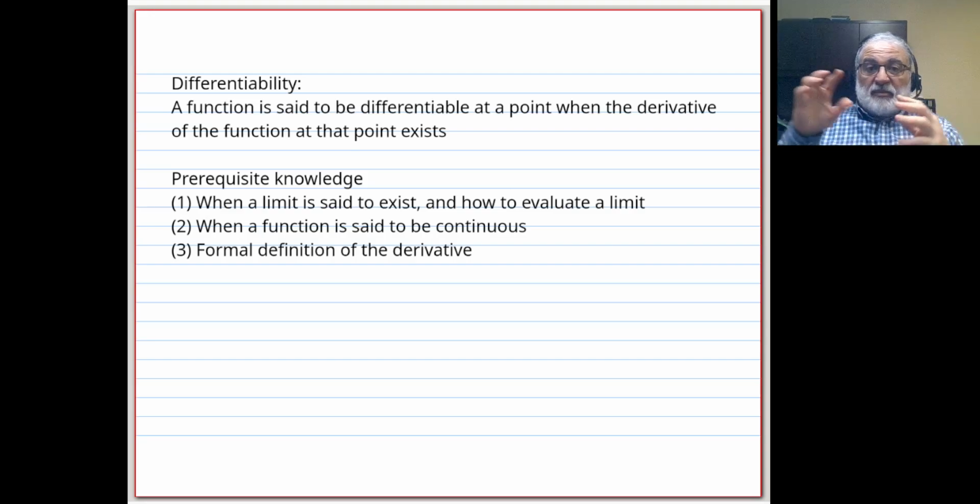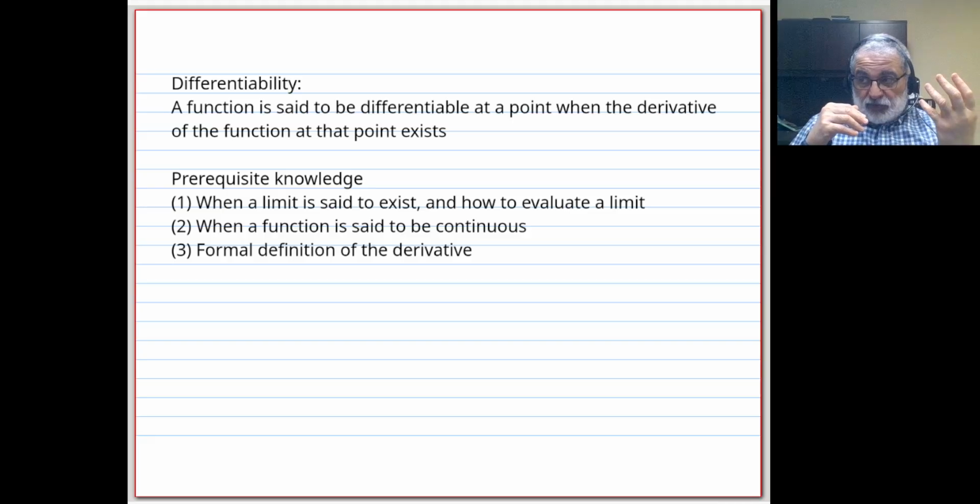For this topic, I'm assuming that you have the following prerequisite knowledge. I'm assuming that you know when a limit does exist and that you know how to evaluate a limit. I'm also assuming that you know when a function is said to be continuous, although we will review this very quickly as we go. And most importantly, I'm assuming that you know the formal definition of the derivative. But we will review this because it's very relevant to the topic at hand. Let's start by reviewing the formal definition of a derivative.